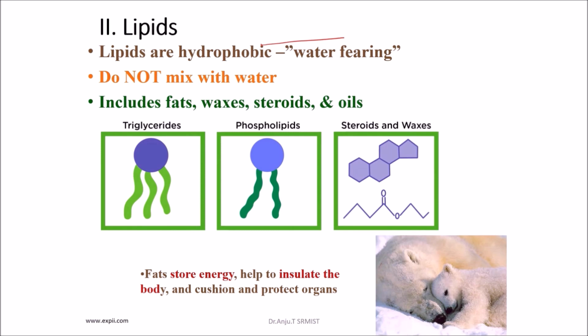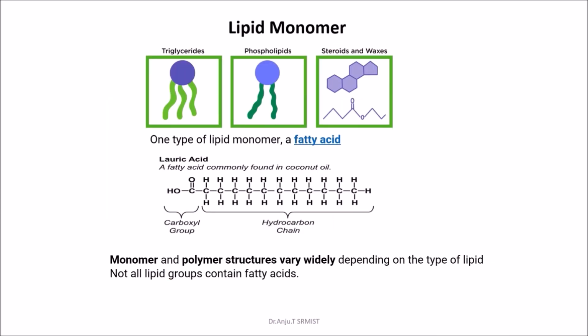The major functions they perform in living organisms are that they help to store energy, insulate the body, act as a cushion layer and also protect organs. The monomeric units of lipids are fatty acids.